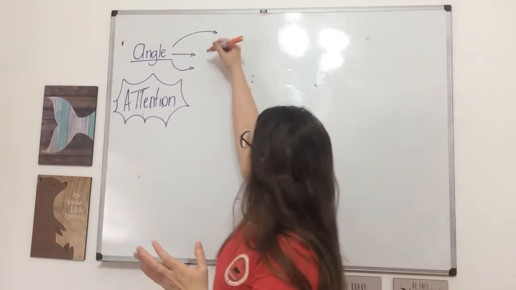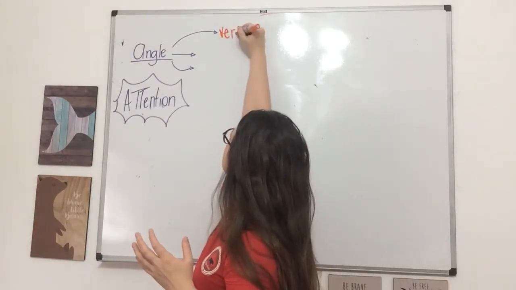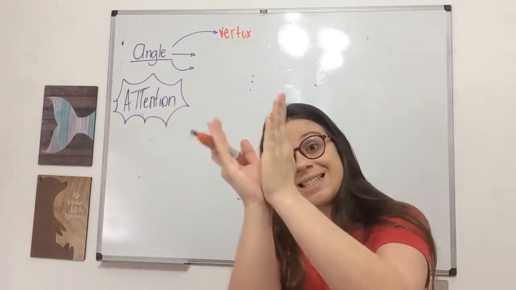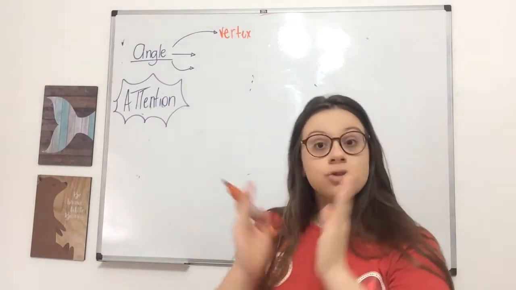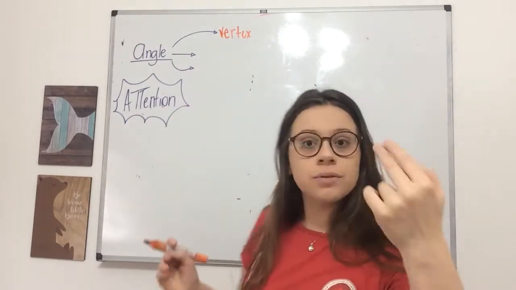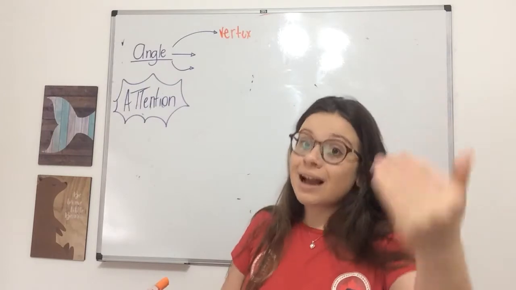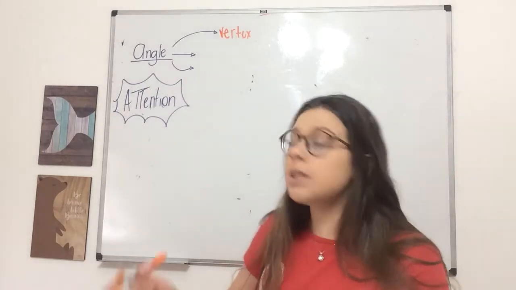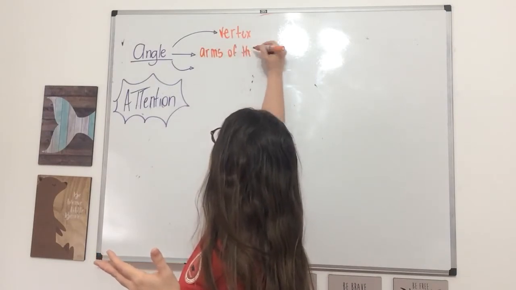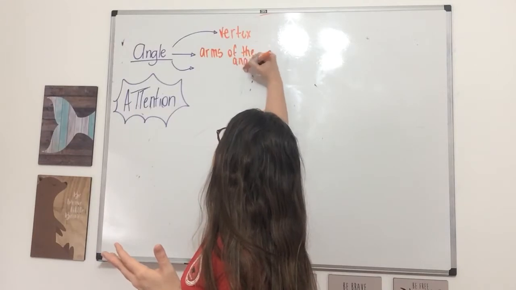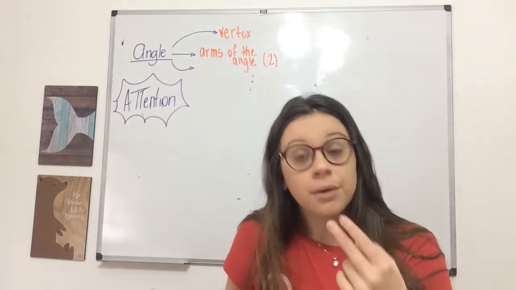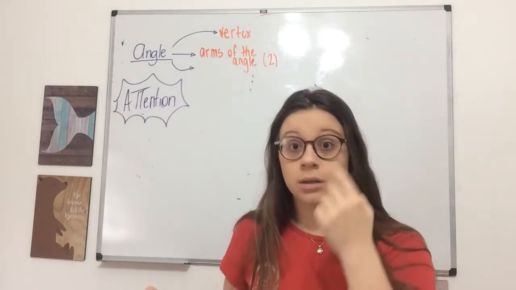The angle is made of one vertex, always one, because an angle is the distance between two lines that meet in one vertex. So I need one vertex and I need the two lines. In the angle, these lines are going to be called arms of the angle. So here we also need the arms of the angle, and we always have two arms, always two, not 3, 4 or 1.